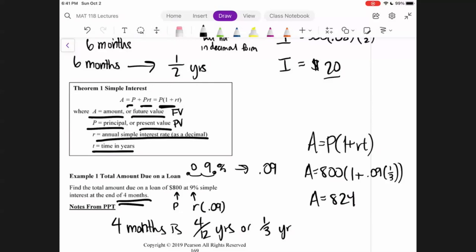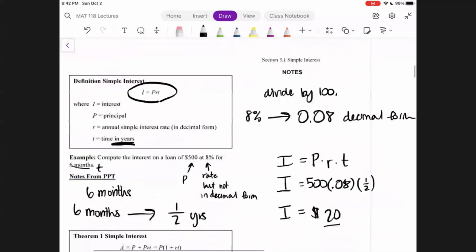$824. So that's how much we would owe altogether if we took a loan out for $800, and this is the interest based on the rate we decided on, and we have to pay it back in 4 months. This is how much we have to pay back. Okay. So make sure you understand these two formulas.